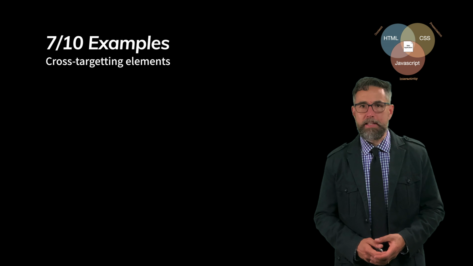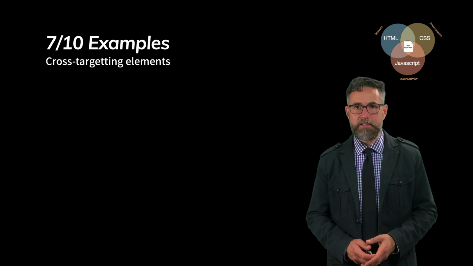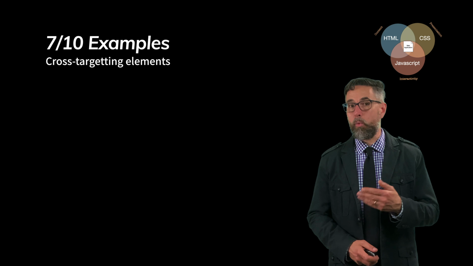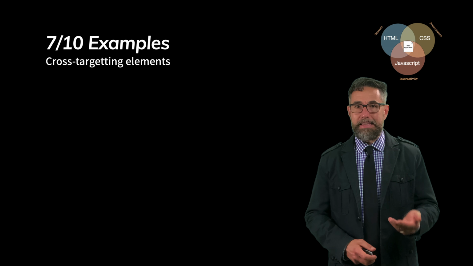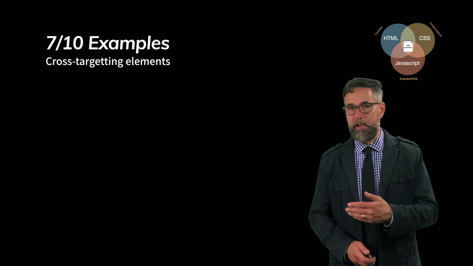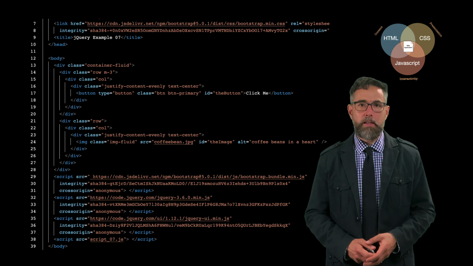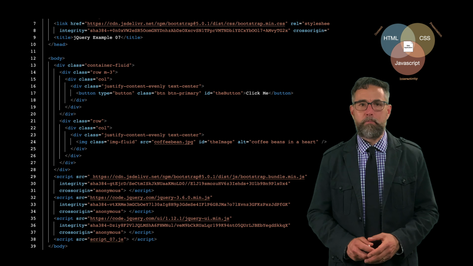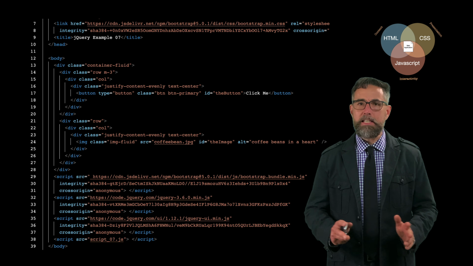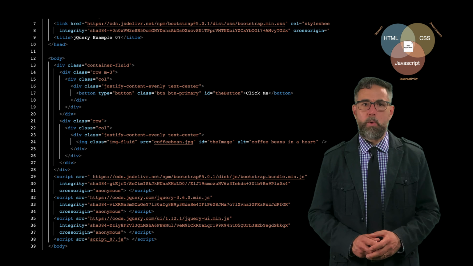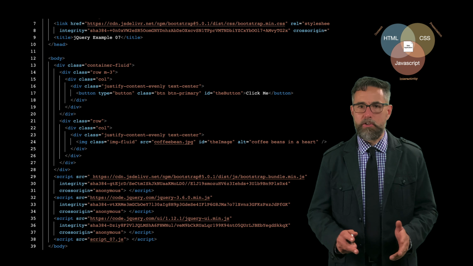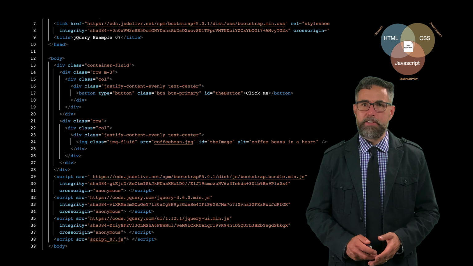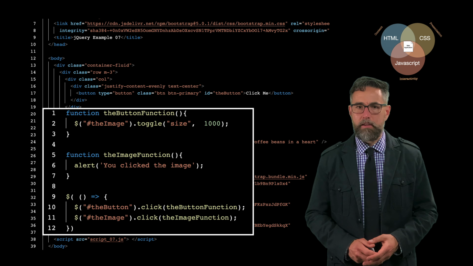We're going to cross-target some elements, or focus on this idea of cross-targeting elements. And by that I mean we're going to attach a function to one element such that clicking on that element affects a different element. We're keeping our layout the same for example 7. Line 17 has a button with no actions. Line 24 has an image with nothing associated with it other than its IDs. The same scripts are being loaded, and this is what our external script looks like.